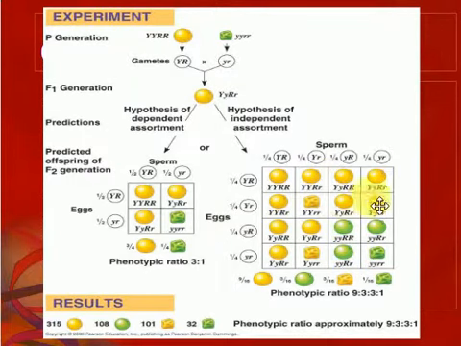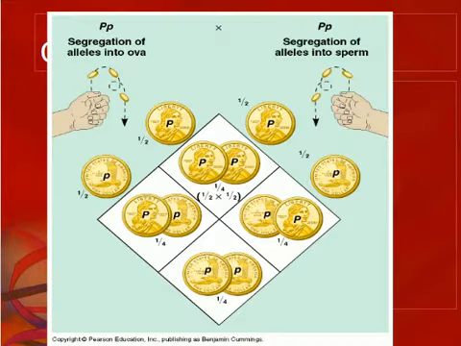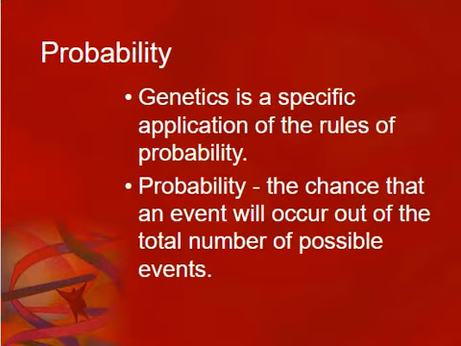And you can see if you were to add them up, you're going to get this 9-to-3-to-3-to-1. If you add up smooth to wrinkled, you're going to get 3 smooth to 1 wrinkled. If you add up yellow to green, you're going to get 3 yellow to 1 green. So our patterns hold. That's what this stuff is all about, guys, is patterns. If you're somebody that naturally sees patterns, you're going to do well with genetics. If you're not, look for those patterns.